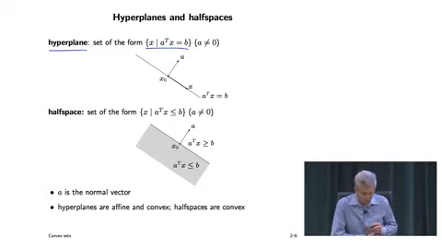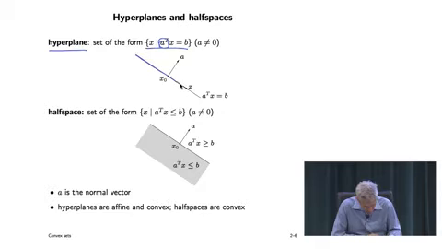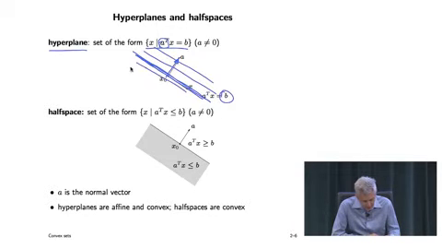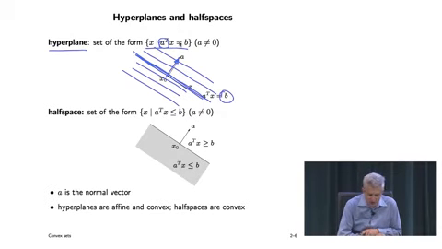And a is a normal to that hyperplane. Here, of course, this is just a line, but a is the normal to it. This set is the set of all points that satisfy a transpose x equals b. When you vary b, this thing moves up and down. These are parallel planes that depend on b. So the solution set of a single linear equality is a hyperplane.